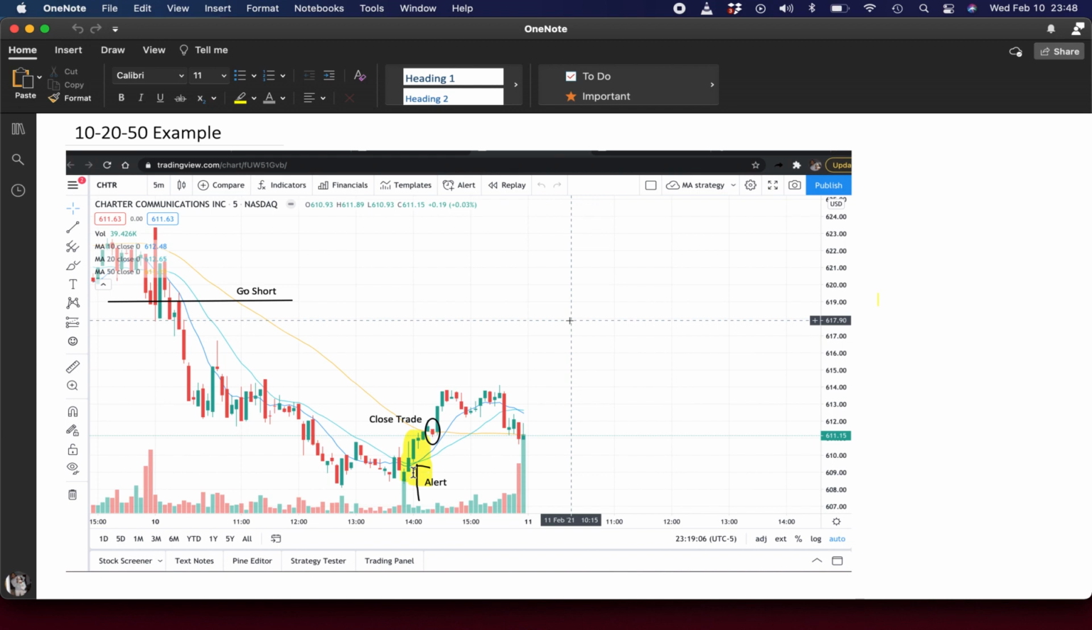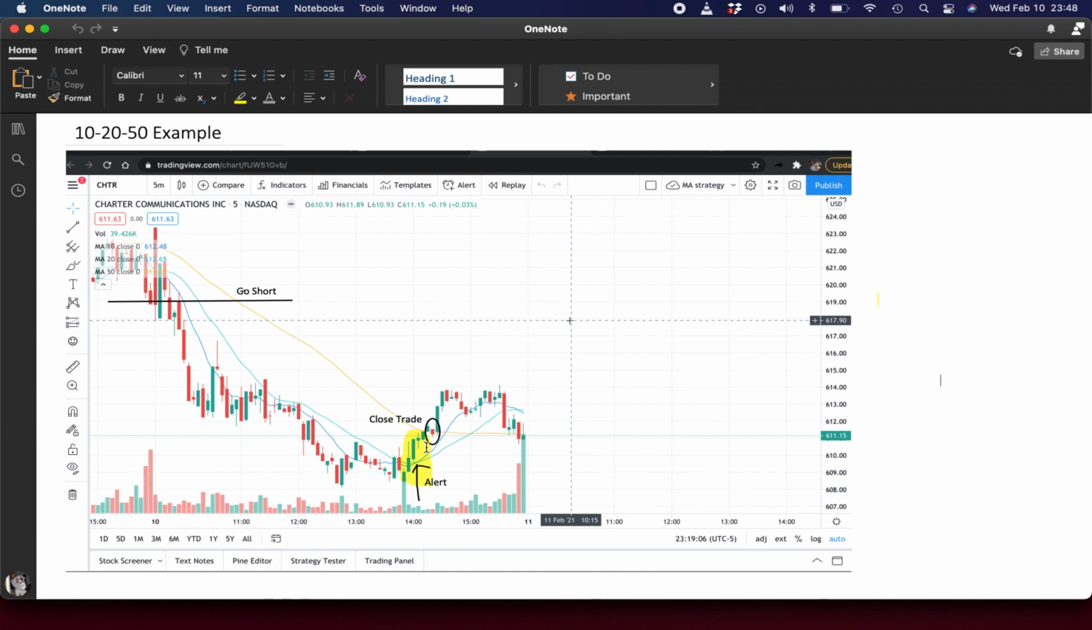Now, as the 20 period moving average starts to curl up to the 50 period moving average, so here, that's where I circle. That's where you close the trade. You buy the stock to cover your short position and exit out of the trade. At that point, it means the change in the trend is seen overall.